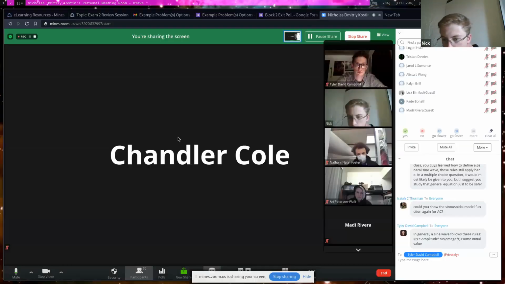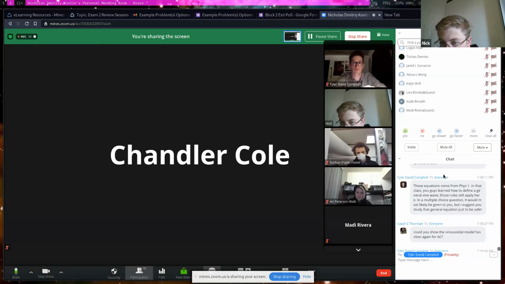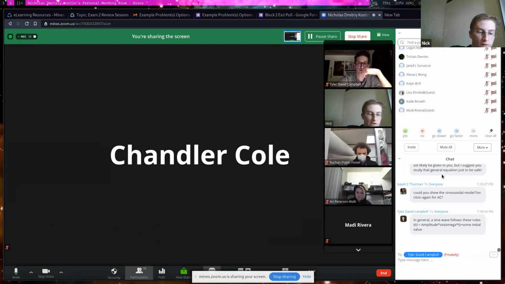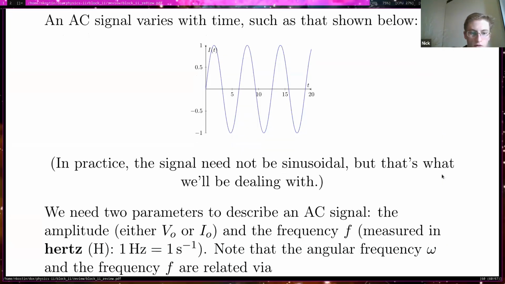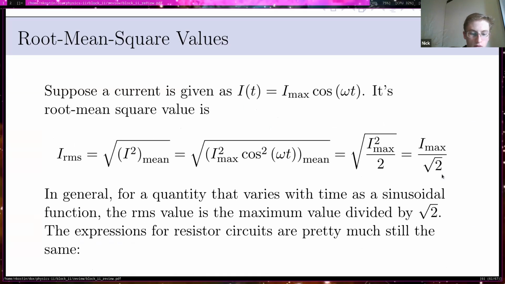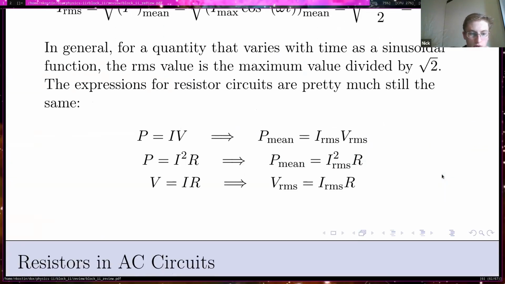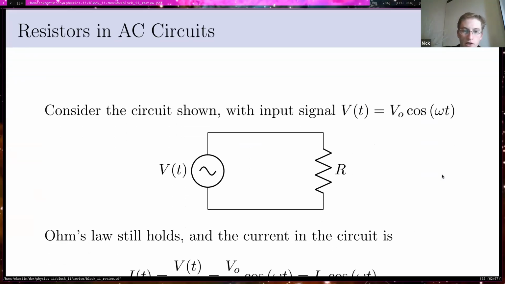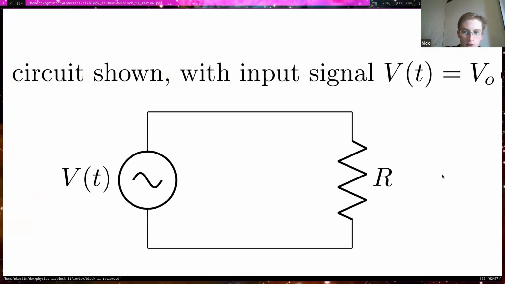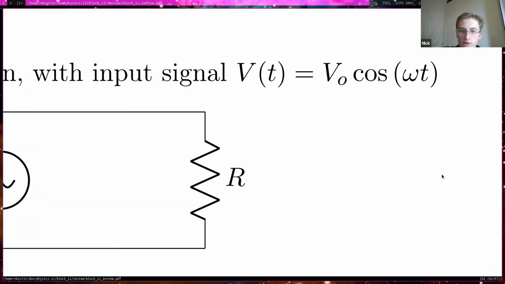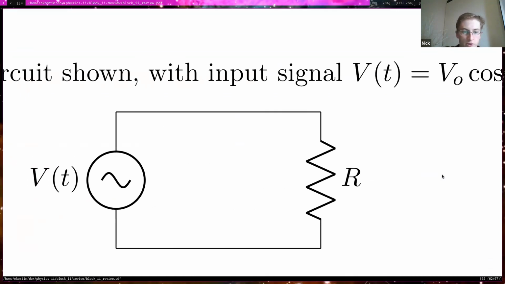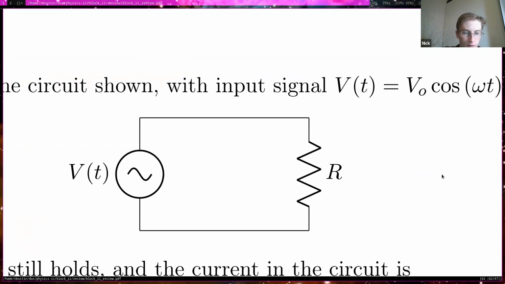Let's see what else. Yeah, if nothing else, I'll move on to whatever's next, which is resistors and AC circuits. Okay, so if I have the circuit shown here, where I have some input voltage V of t, and let's say it's equal to cosine of omega t, and I'm just sending that through a resistor. Pretty much as simple of an AC circuit as I could come up with.